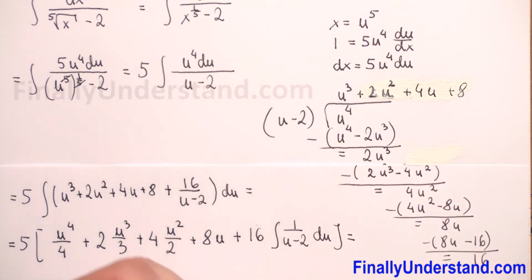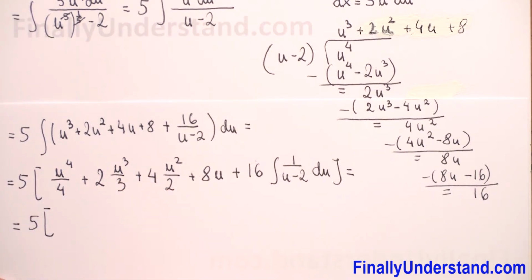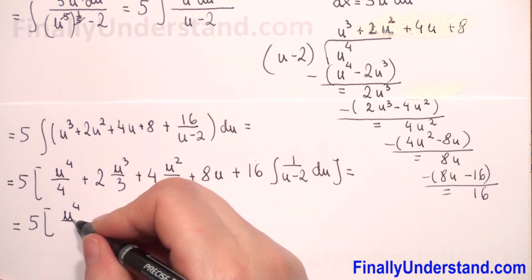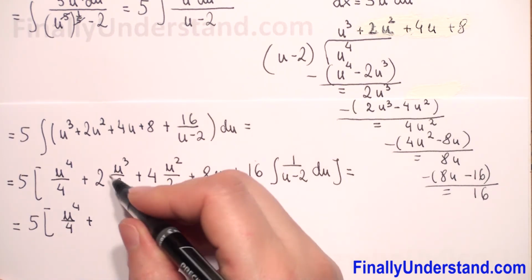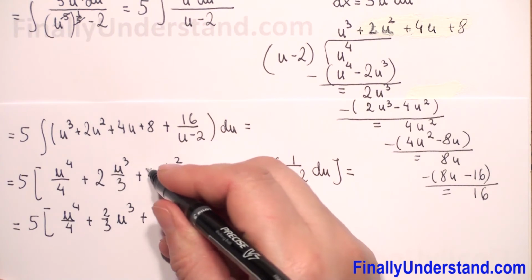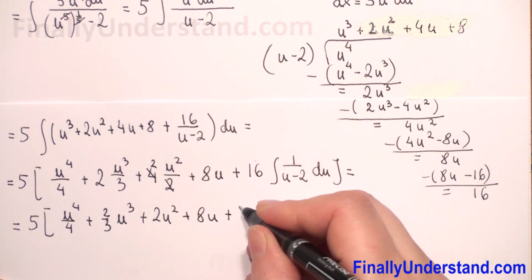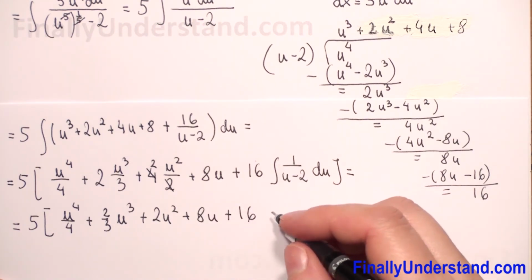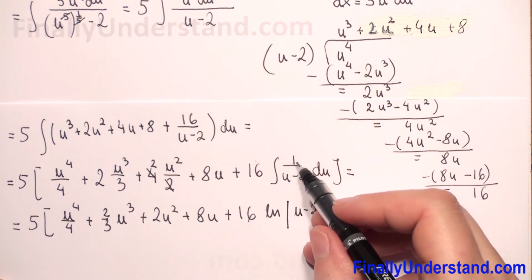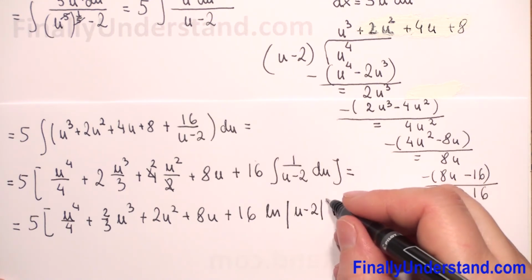So this is equal to 5 times, and in brackets we will have u to the 4th power over 4 plus, we can write 2/3 u cube plus, 2 with 4 we can reduce, 2u square plus 8u plus 16, and the integral of 1 over u minus 2 is the natural logarithm of the absolute value of u minus 2. Why? Because in the numerator we have the derivative of the denominator. Plus constant c, we can write at the end.